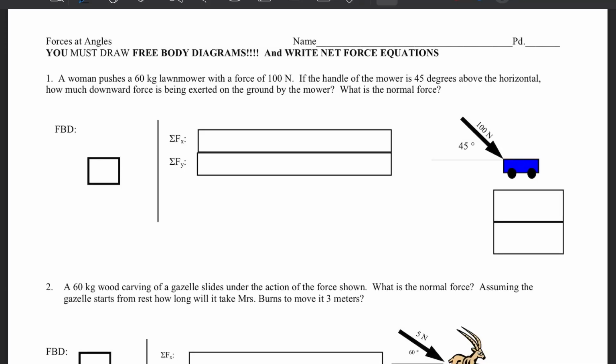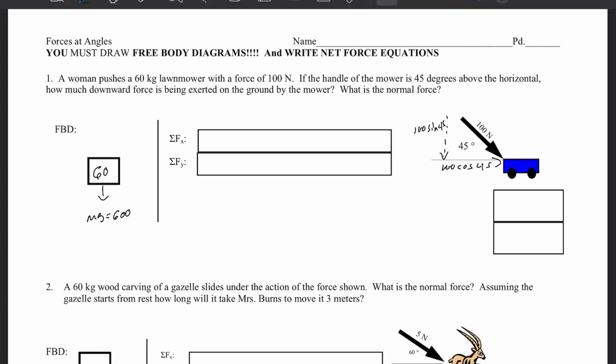All right, so forces at angles. We're going to be drawing free body diagrams that help us understand the problem and writing our net force equations for each problem and solving the questions asked. We have a 60 kilogram lawnmower that's being pushed downwards and to the right. We're going to take that 100 Newton push and break it into the rightward component and the downward component.